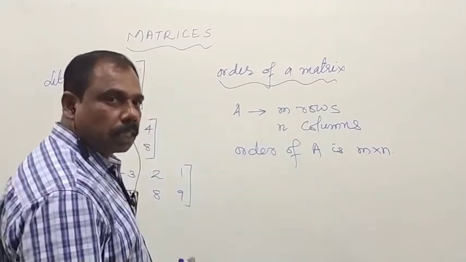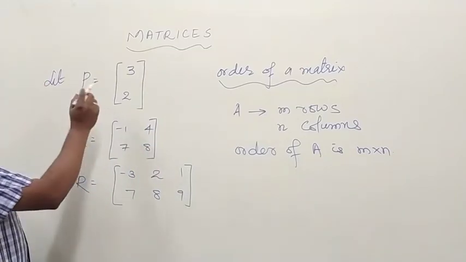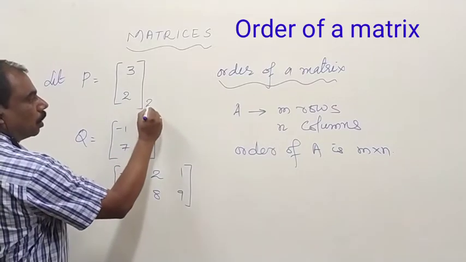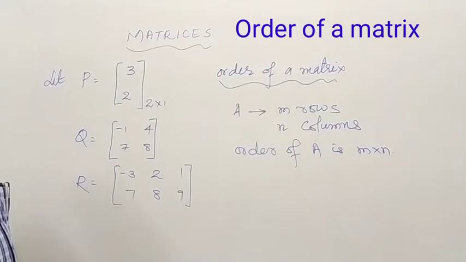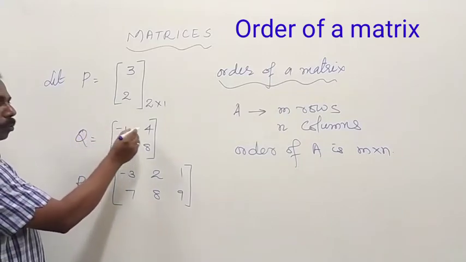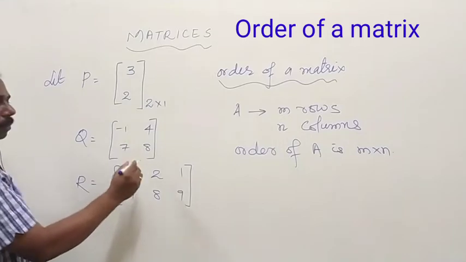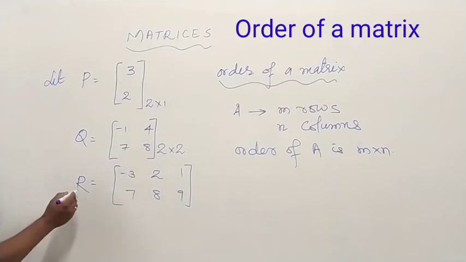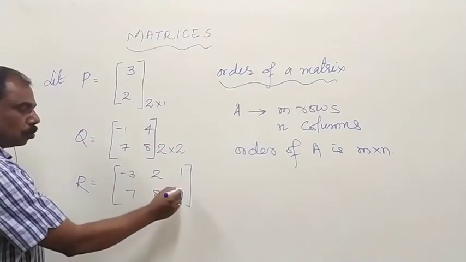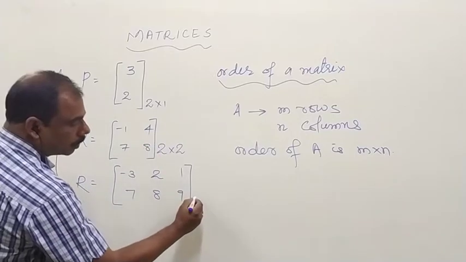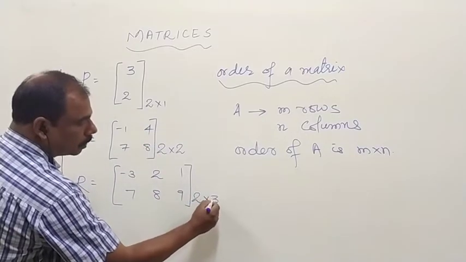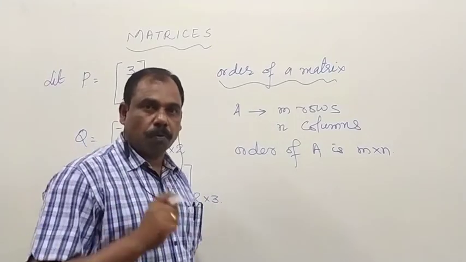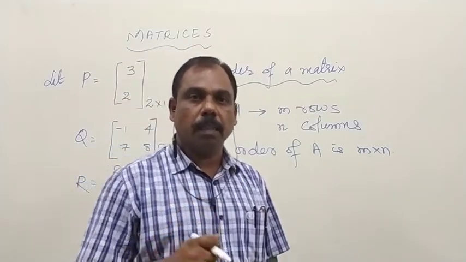We look at the examples we have taken already. P is a matrix that has 2 rows and 1 column. We say that its order is 2 by 1. Q has 2 rows and 2 columns, so its order is 2 by 2. Now coming to R, the matrix that has 2 rows and 3 columns, the order is 2 by 3. That's all about the order of a matrix, which represents the number of rows and columns present in a matrix.